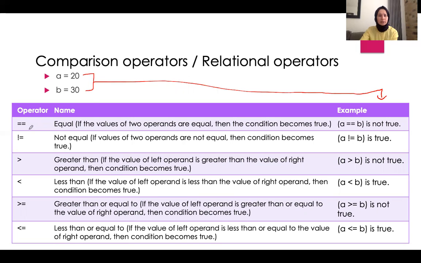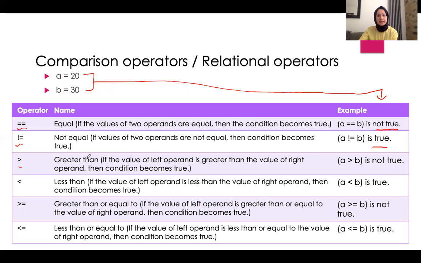First of all, we have the equal operator. If the values of two operands are equal, then the condition becomes true. So when we consider these values here, a equals b is not true because a is not equal to b, right? 20 is not equal to 30. And then we have another condition, not equal. If the values of two operands are not equal, then the condition becomes true. So when we say a not equal to b, this will produce true for this example.